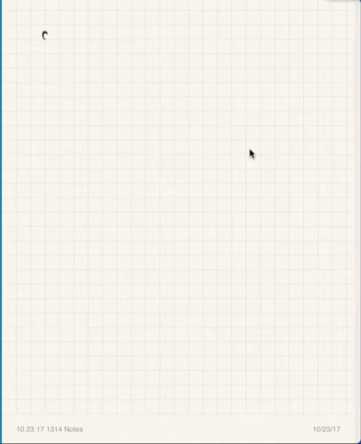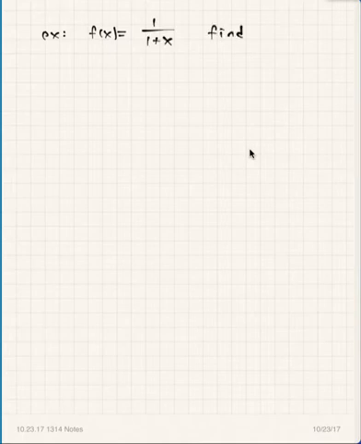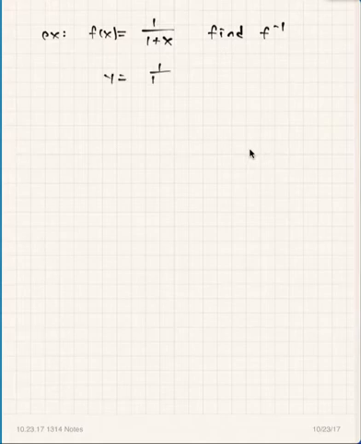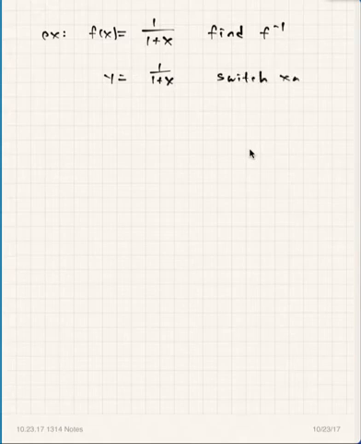Let's say we have f of x is equal to 1 over 1 plus x, and we want to find f inverse. All right, so what do we do? In place of f, we first just put a y in its place, and then we go through this two-step process. So we switch x and y. So we interchange x and y here.